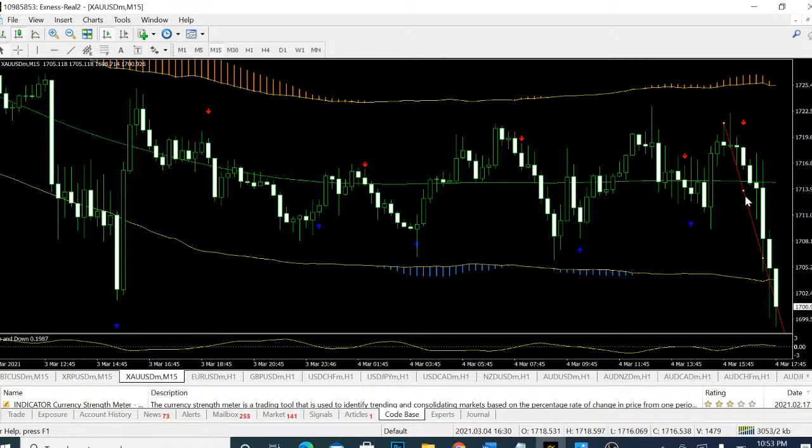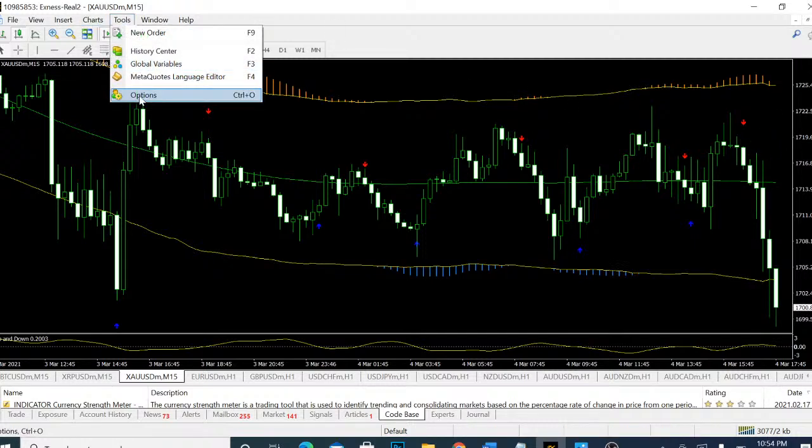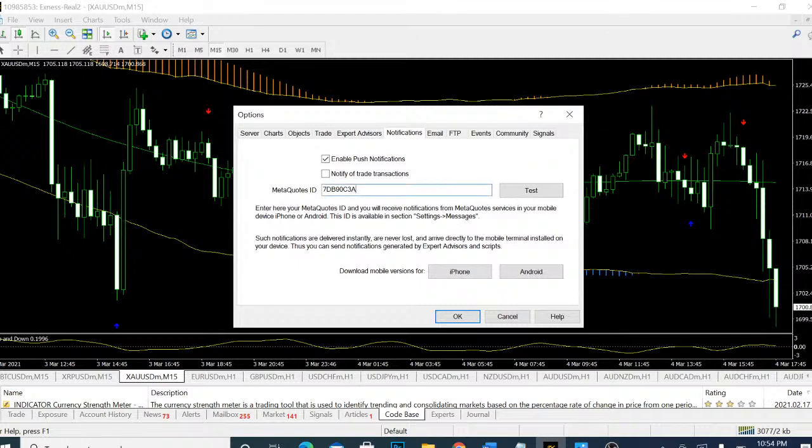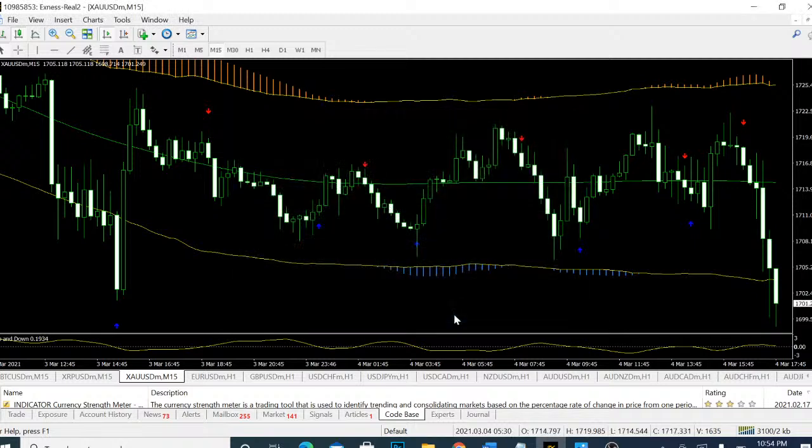So that's a big drop, and I had a sell signal from the alert indicator, and this signal came to my mobile as well. Because if you go to the tools options and look, I have set up the notifications here, and you can see that it's a big drop.